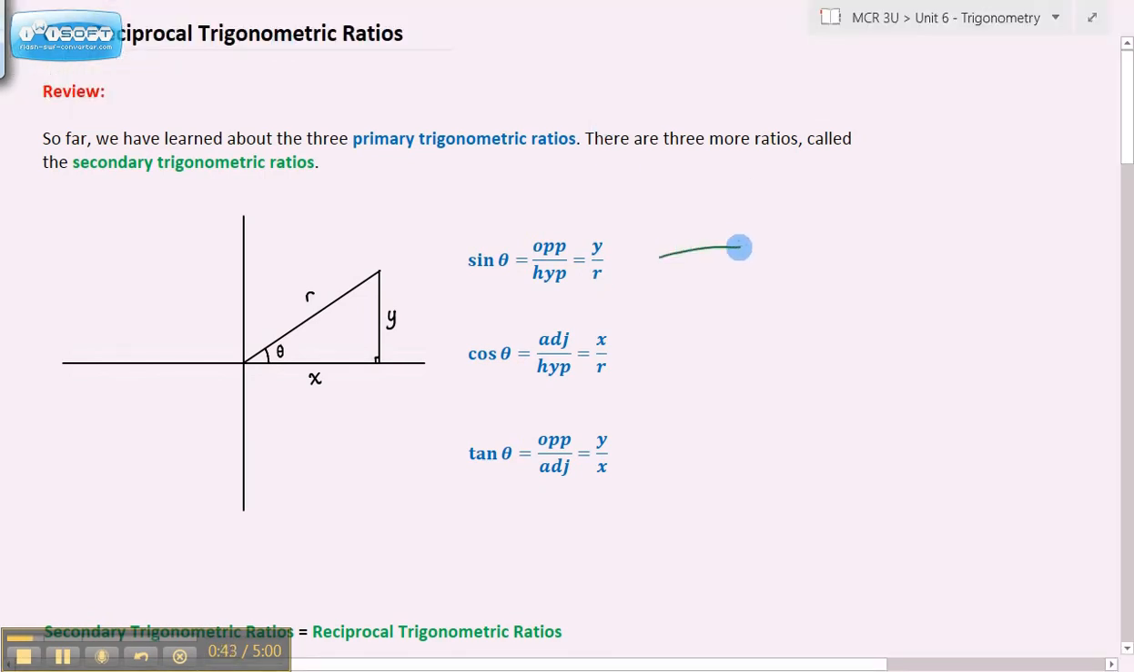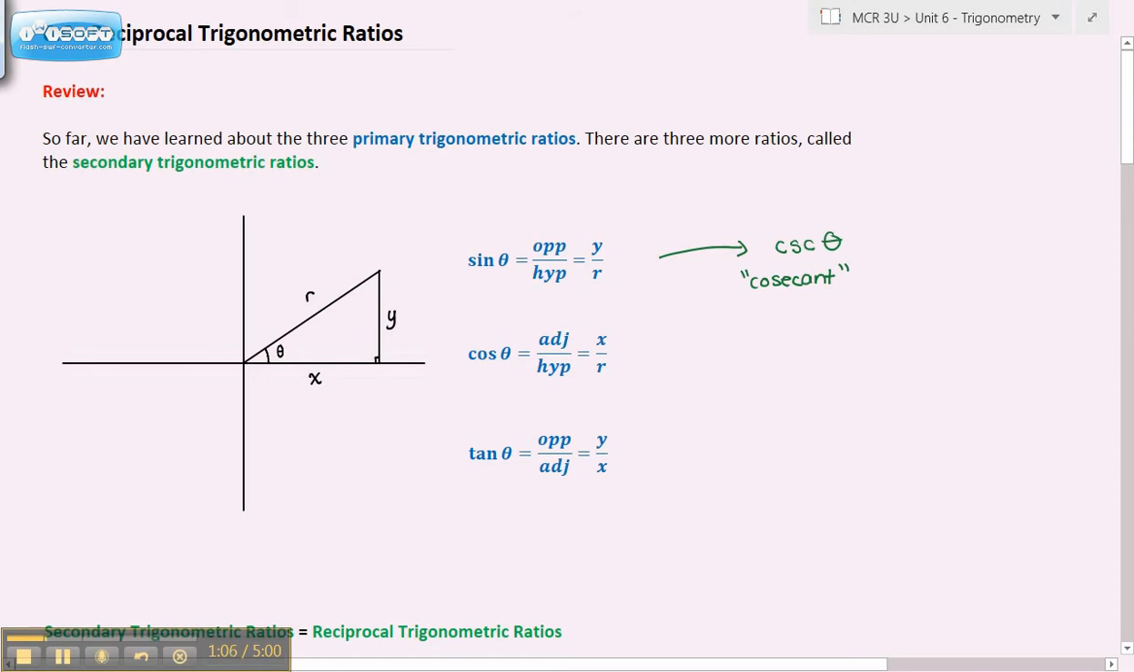So the corresponding secondary trigonometric ratio for sine is what we call cosecant. Cosecant, so CSC, which you can spell out in full form, cosecant, such as that. So cosecant of the angle is what we call the reciprocal.